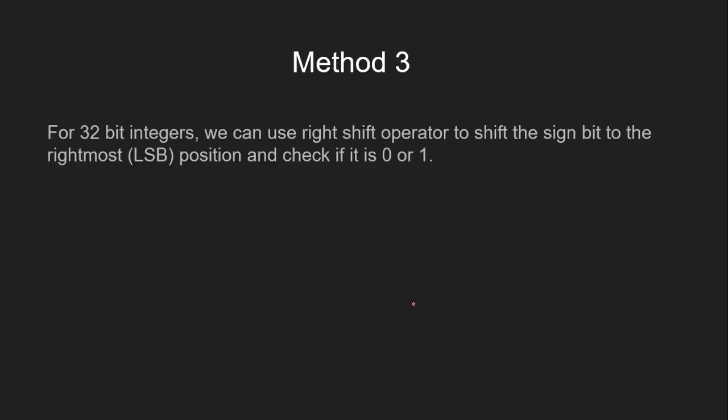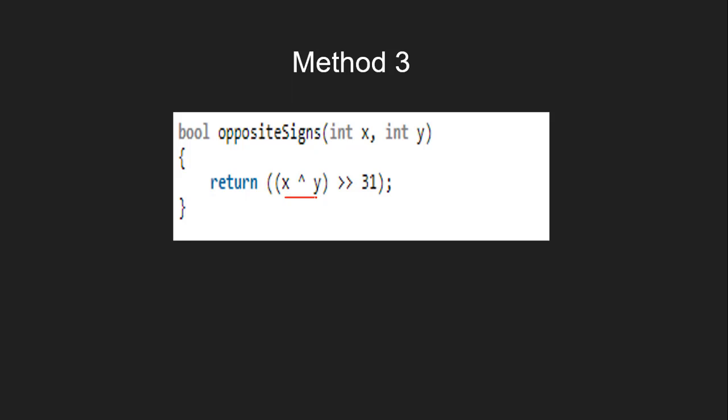Let's see the third method. The third method works only with 32-bit integers. We can use the right shift operator to shift the sign bit to the rightmost position and check if it is 0 or 1. This method is quite similar to the first method. Here in the return statement, we XOR x and y, and then we shift the sign bit, which is the leftmost bit, to the rightmost position.